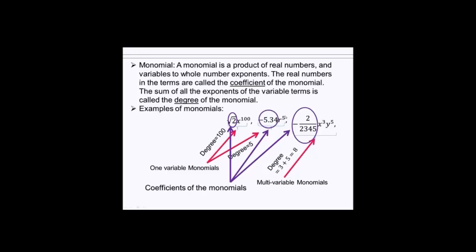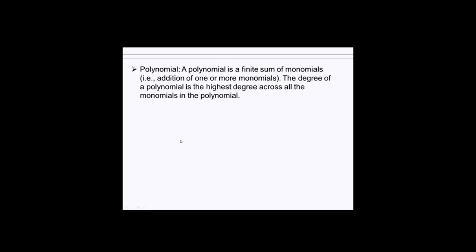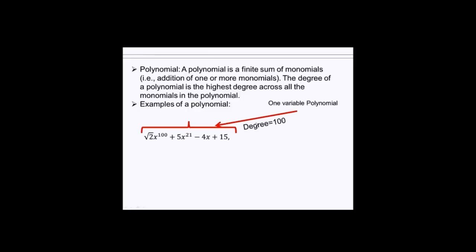This is a little bit of a dry subject because we're just doing definitions, but it is important for you to understand what this terminology really means. A polynomial is a finite sum of monomials. So if you have one or more monomials combined together with addition or subtraction, you end up with an example of a polynomial. The degree of the polynomial is defined to be the highest degree of the monomials that appear in the polynomial. So here's an example.